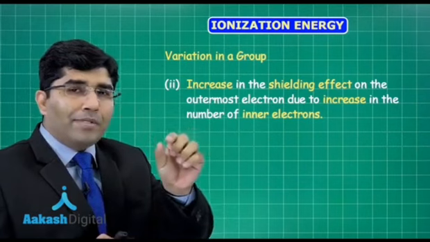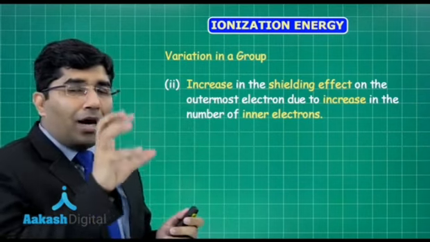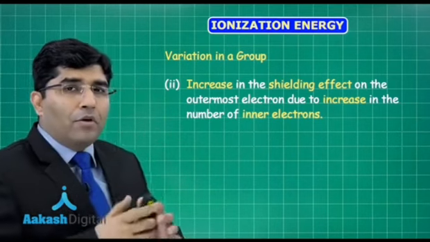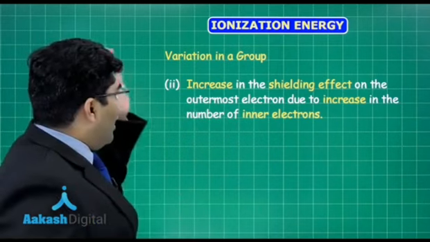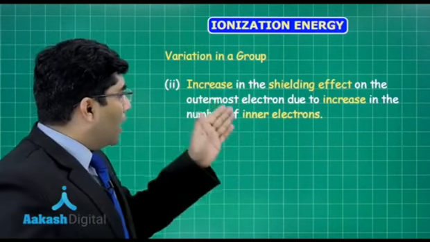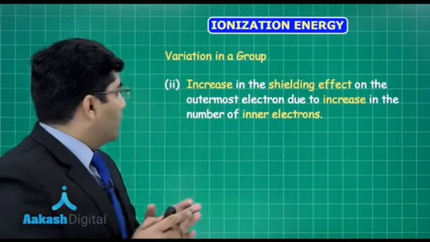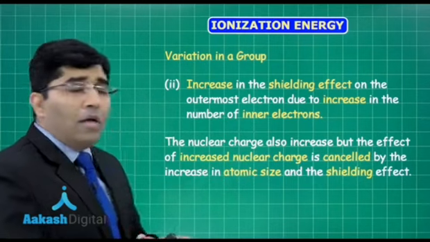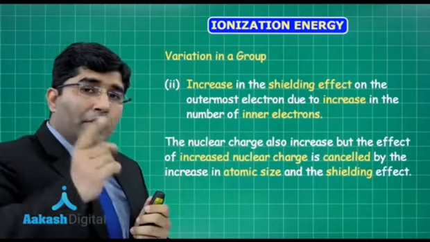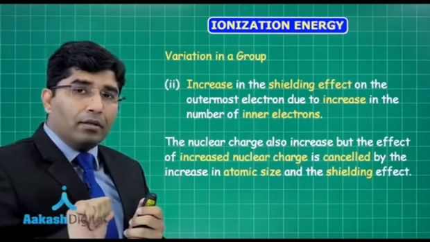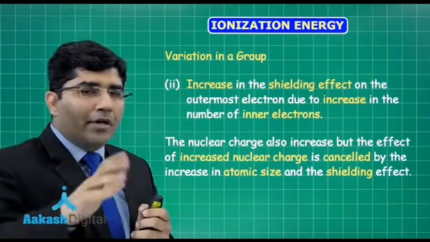So what happens when we go down the group? The effectiveness of the attraction of the nucleus for the valence electron decreases, due to the increase in the shielding effect on the outermost electron because of the increase in the number of inner electrons. Now, you might be thinking, when we go down the group, nuclear charge increases, right? Atomic number always increases.